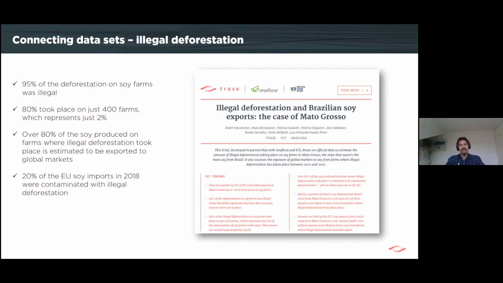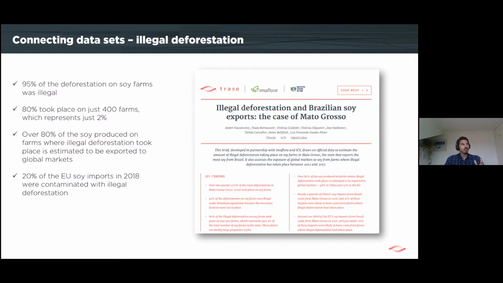So this shows again that this deforestation, in this case illegal deforestation, was highly concentrated in just a few players. It's really important to differentiate the good guys that are producing sustainably, that are putting efforts into making their soy more sustainable and deforestation free, from those who are insisting on deforesting to produce commodities. And we saw that over 80% of the soy produced on farms where illegal deforestation took place was estimated to be exported to global markets.